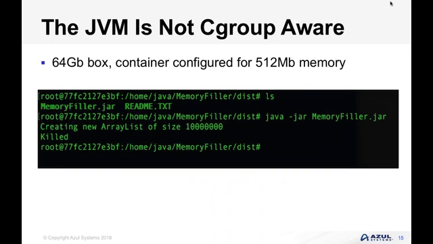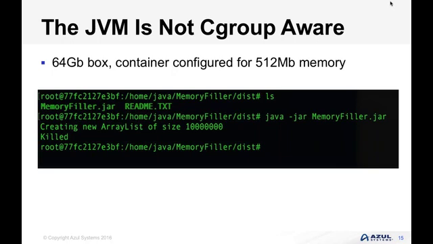Right, now, one of the things you need to be aware of is that the JVM is not C group aware. What does this mean? Well, I set up a system where I have a box with 64 gigabytes of memory, and I configured a container to only be able to use 512 megabytes of memory. Fine. So what that means is that when we use that container and we run a Java application in there, it won't be able to use more than 512 megabytes of memory.